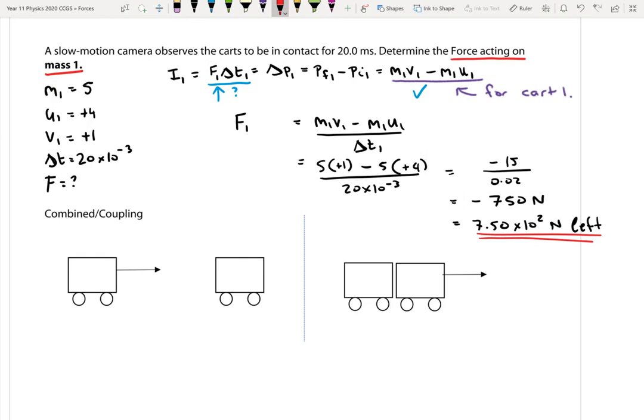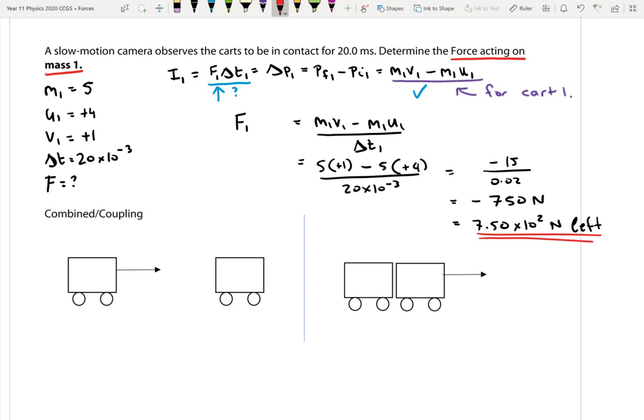That should make sense. If the car was travelling right and collided with an object, then the impulse must be left. The force acting to produce that impulse must be directed left. The change in momentum, this number here, have a look, that's mv minus mu. That's delta p. So we know that the change in momentum of the cart was 15 kilogram meters per second left.